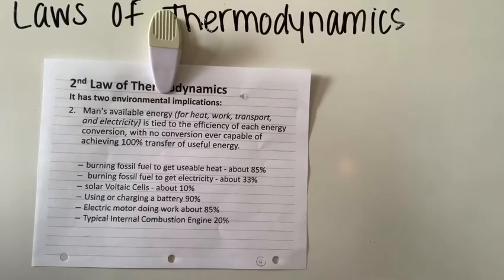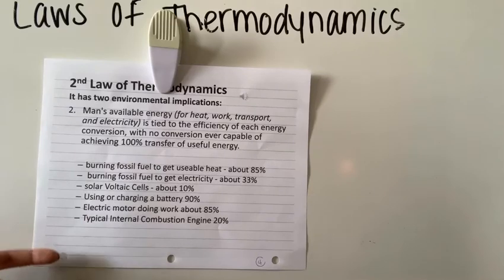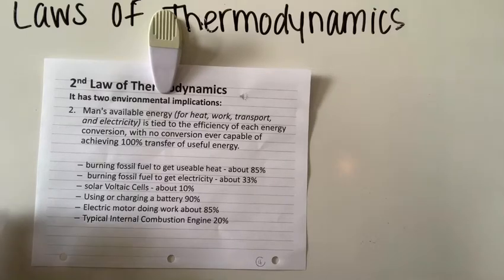So again, the goal of efficiency is to reduce the amount of energy required to do something. So that being said, the higher the percentage of efficiency, the less energy is being put into whatever it is that you're trying to accomplish. So they listed here several examples of the amounts of efficiency in certain objects or processes.